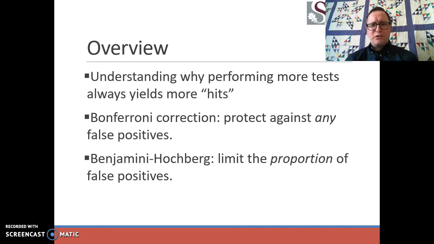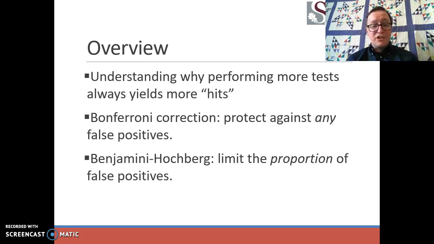The first question I want to address is, why is this necessary? Understanding why it is that performing more difference tests will always yield more hits is a difficult thing for a lot of people to get their heads wrapped around. So I hope we can start addressing that question. From there, we're going to talk about two methods. One is the Bonferroni Correction. It was created by an American statistician to protect against any false positives, to prevent us from thinking any genes are differential if they are not truly so.